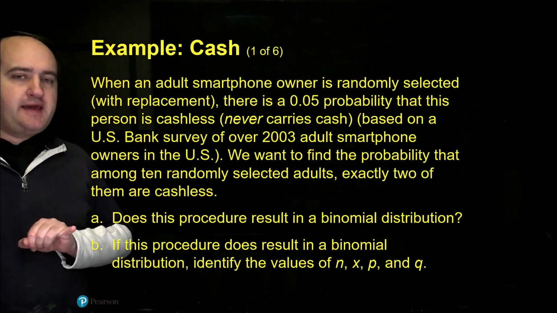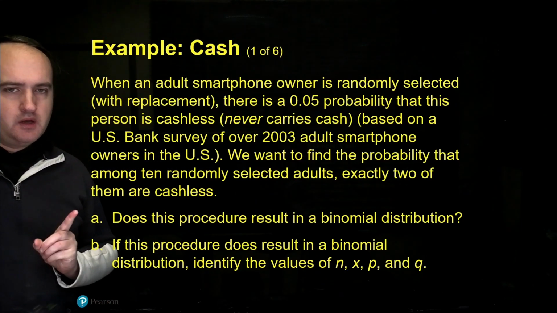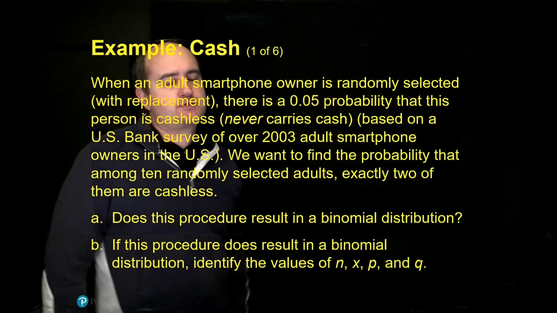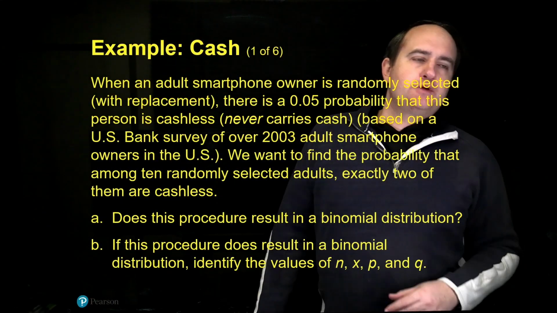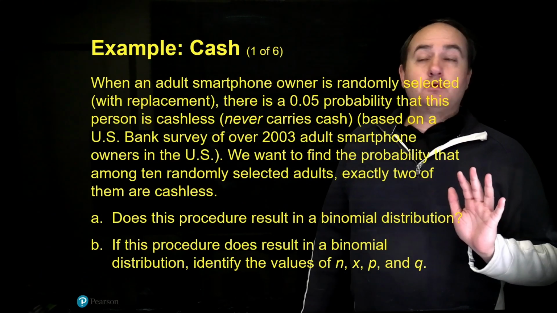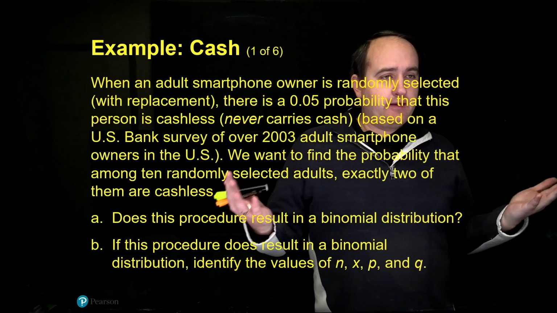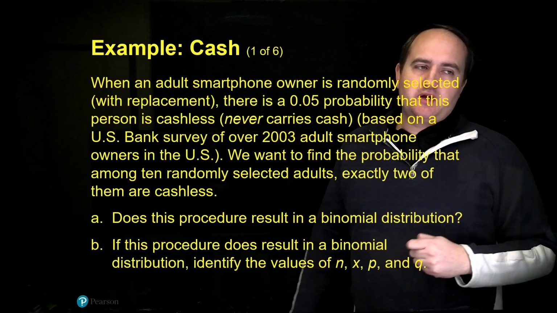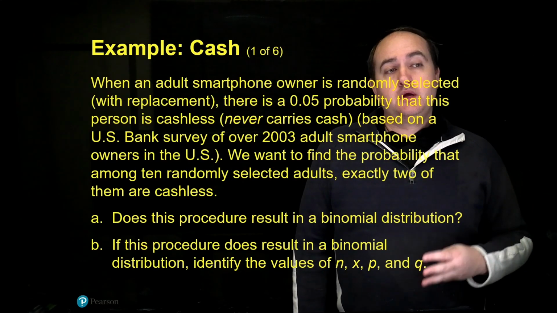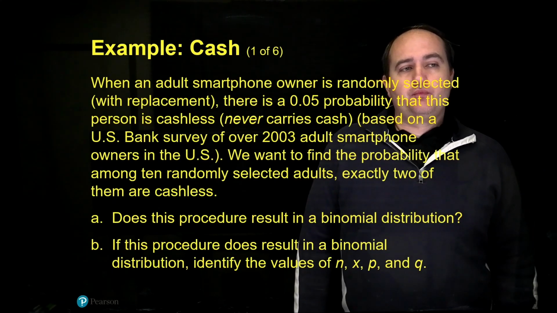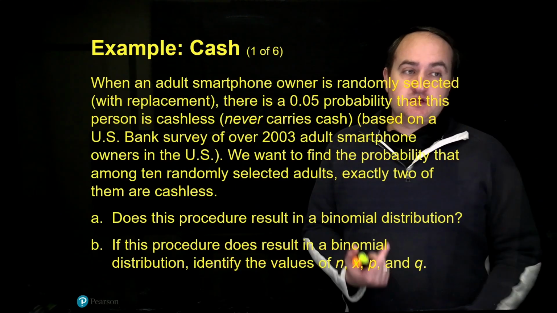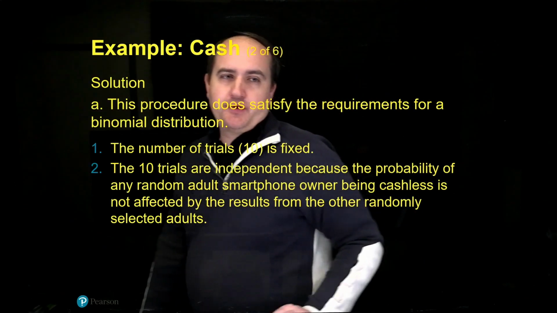All right, so for part A, their first question is, does this procedure result in a binomial distribution? So if you want to, you could pause this video real quick, think about that, and then unpause it once you've decided. So you're going to need to check all 4 conditions. Okay, the answer is yes. It does result in a binomial probability distribution.